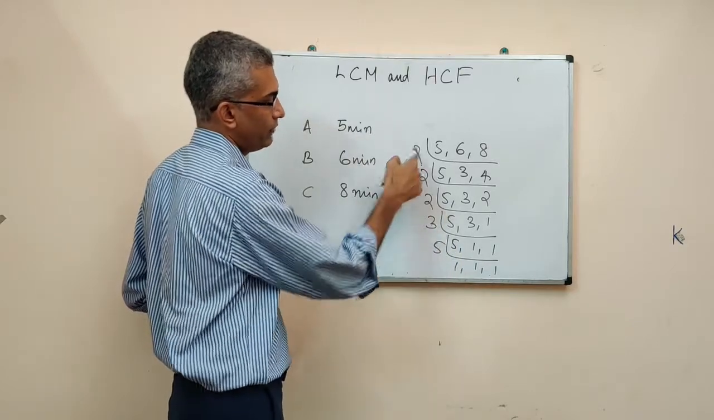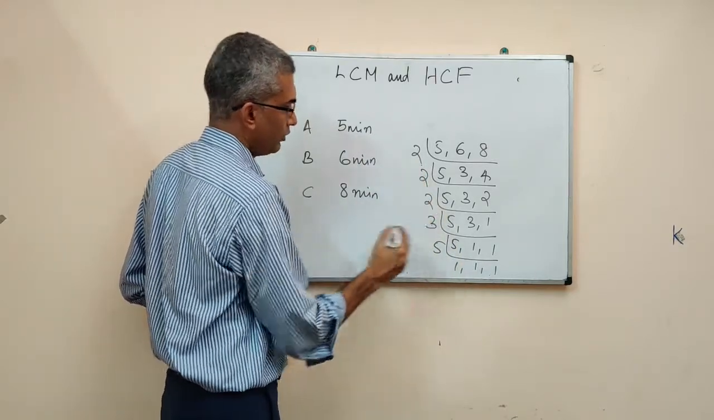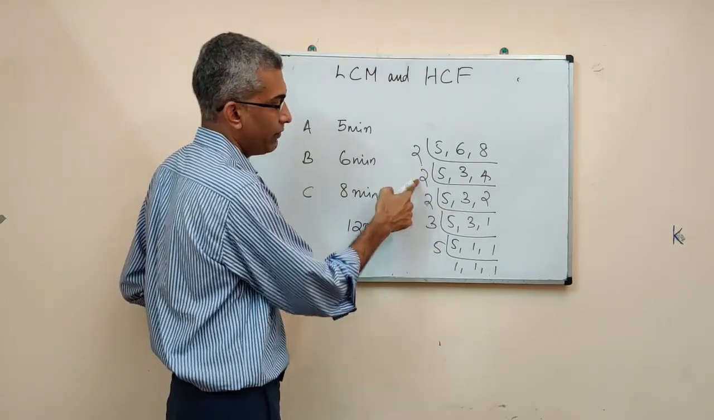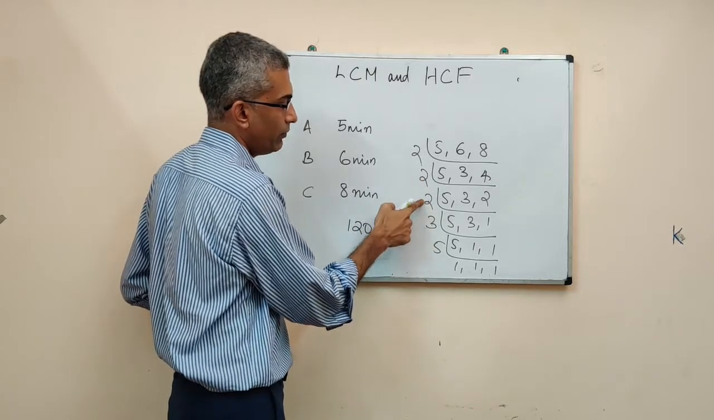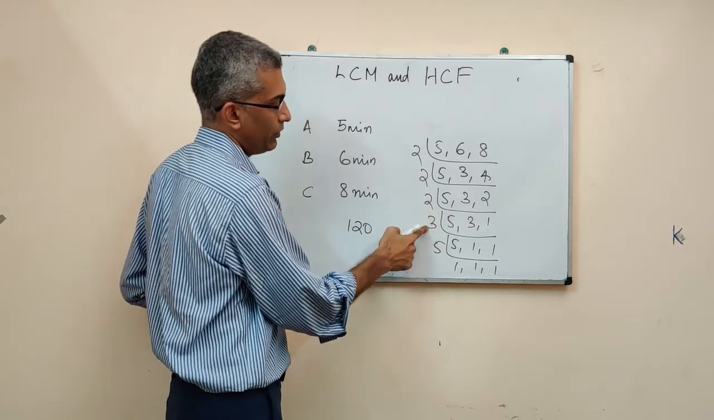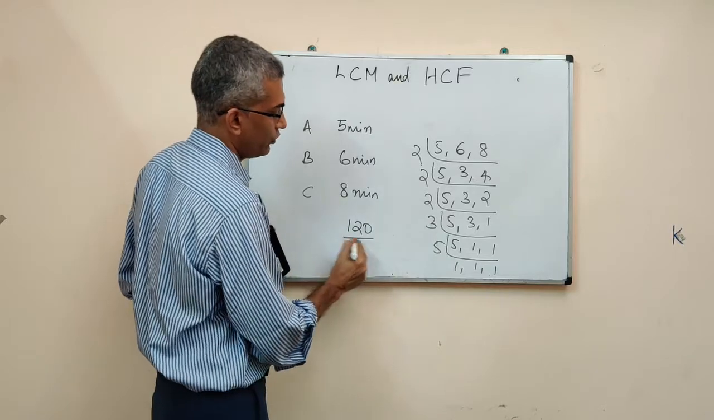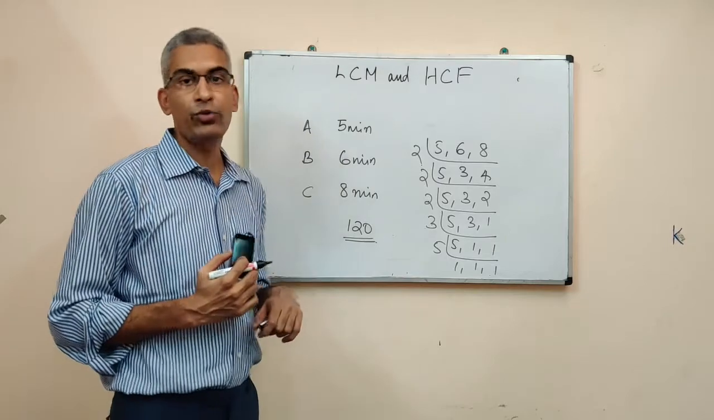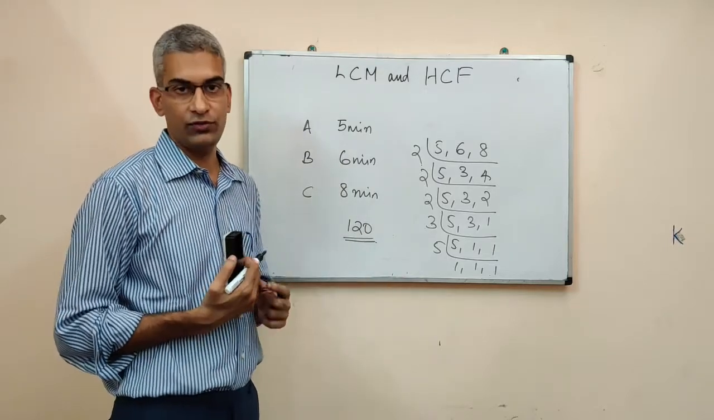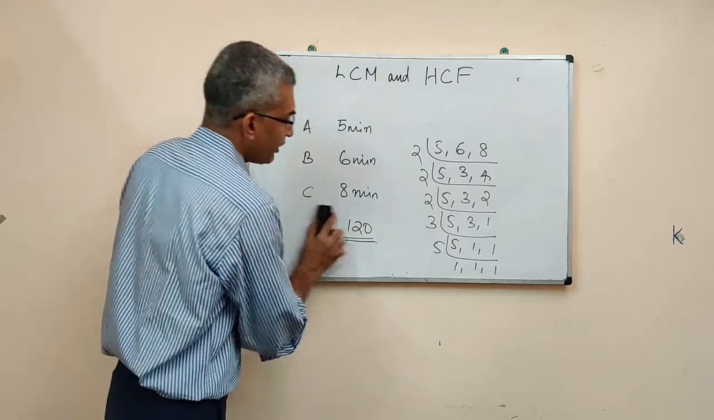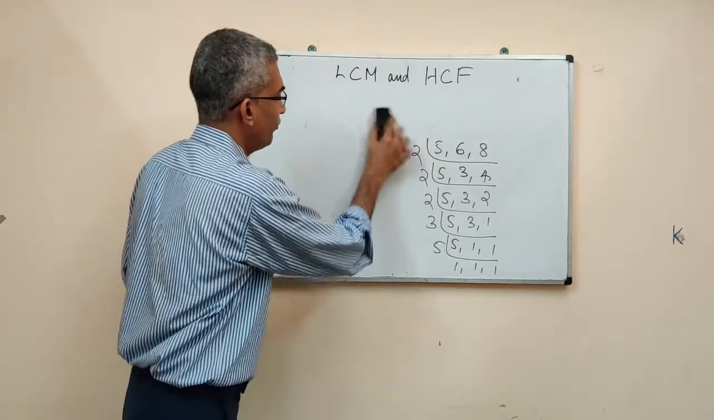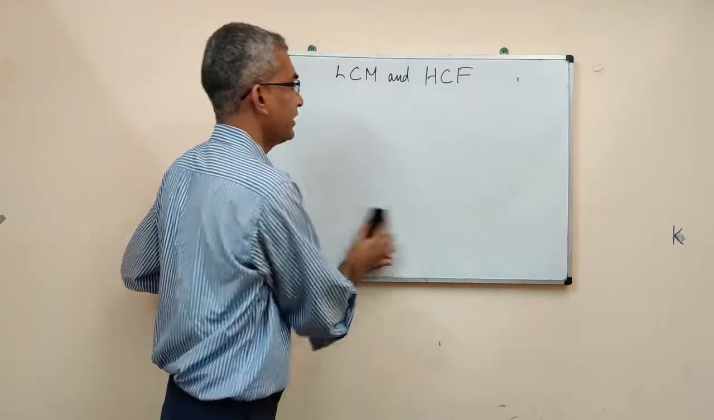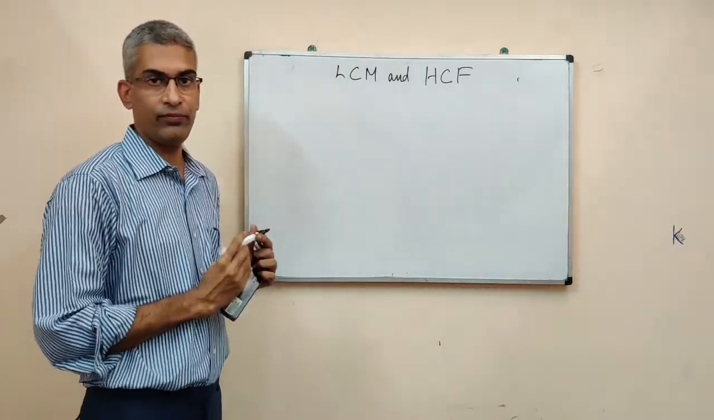So what will that value be? It will be 120. 2 multiplied by 5 will be 10, multiplied by 2, 20, but into 2, 40, multiplied by 3, 120. So the next time they will be together will be after 120 minutes, that is after 2 hours. Okay. Now that we have seen problems where we apply the concept of LCM, let us look at a problem where we apply the concept of HCF.